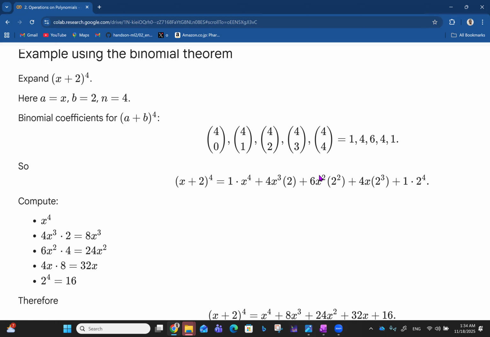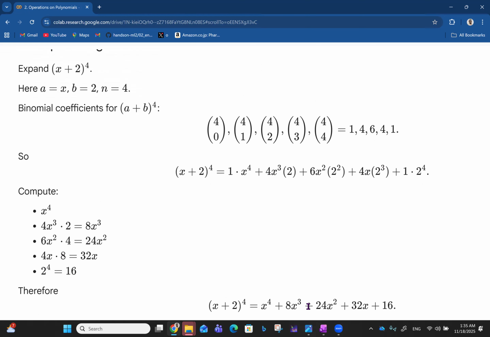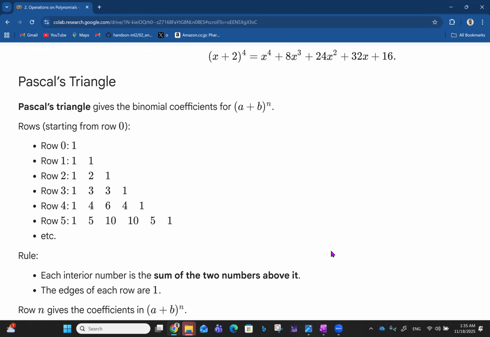So you have 6 x raised to power 2, 2 raised to power 2, plus 4 x raised to power 1, 2 raised to power 3, then x raised to power 0 and 2 raised to power 4. By the time you compute all that, you have x raised to power 4, 4x cubed times 2 is 8x cubed, 6x squared times 4 is 24x squared, 4x times 8 is 32x, and 2 raised to power 4 is 16. Tidying up, you get x raised to power 4 plus 8x cubed plus 24x squared plus 32x plus 16, and that's what you get. For more details, check the binomial series playlist.